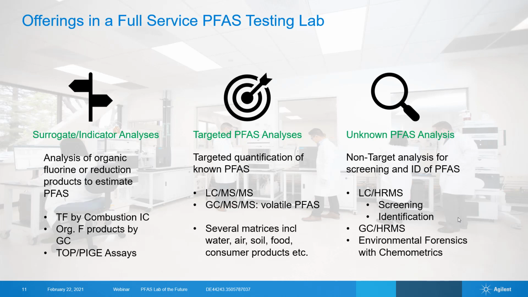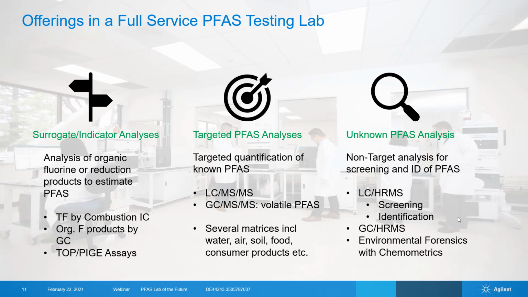And then also potentially the TOP assay and the PIGI assays will be important as well for this lab to provide quick analysis of whether the samples are contaminated with PFAS, and if so, do they require more detailed testing. If they do require more detailed testing, the labs will be offering targeted PFAS analysis. This really is and will continue to be the gold standard of PFAS testing, where we will be doing targeted quantification of a known list of PFAS. And while the LC-MS analysis is already critical today, because we will start to find more volatile PFAS in the environment, the GC-MS part is going to become very important as well.